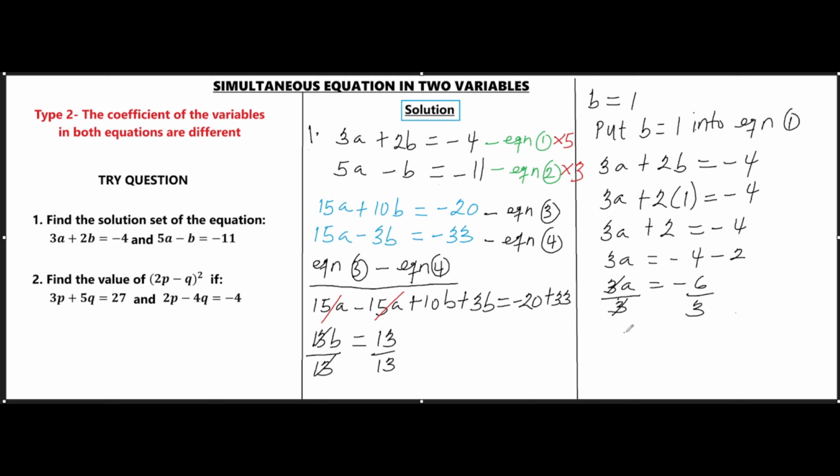So 3 will cancel out. I have b being equal to minus 2. Remember, we were asked to find the solution set. So with the solution set, we have a, b is such that a is minus 2 and b is 1. So that is for try question 1.